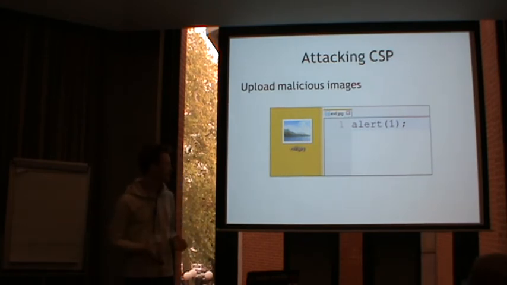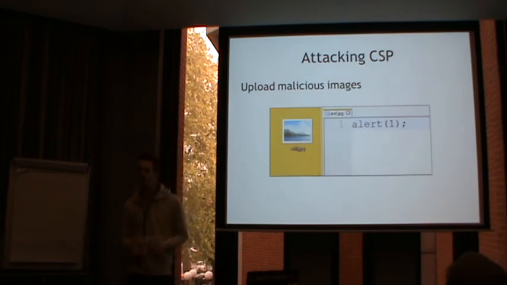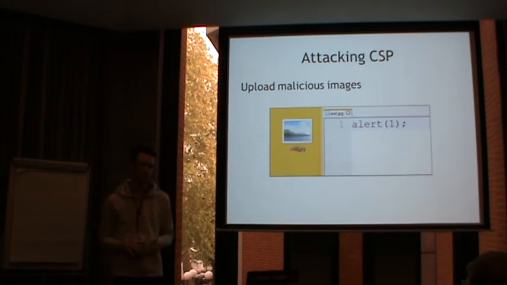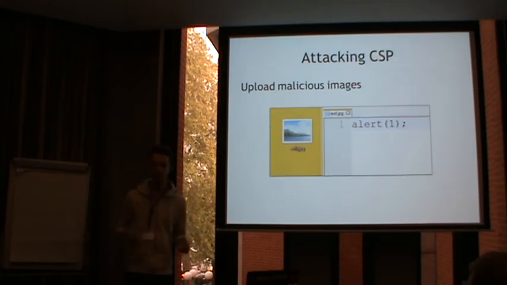So this is a really, really basic example. I'm sure you guys can think of a lot better ways to inject code into images, but this is for simplicity's sake. We have a file called eval.jpg. Actually, it's a text file with alert(1) in it.